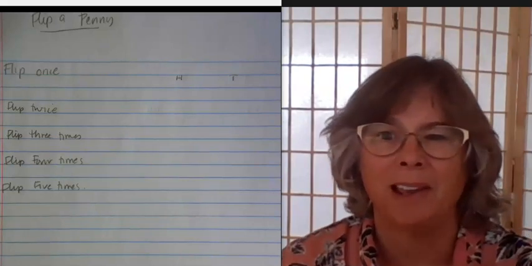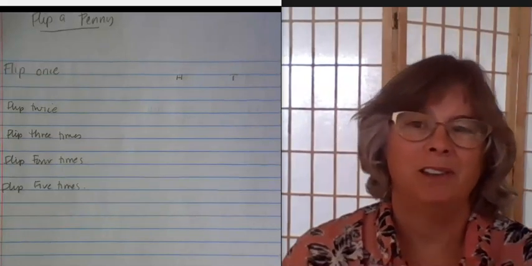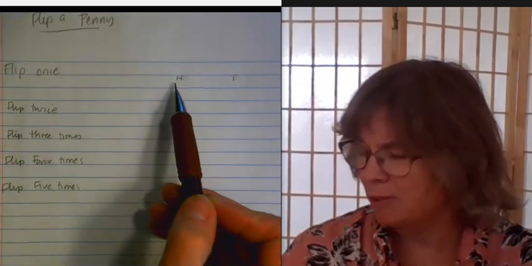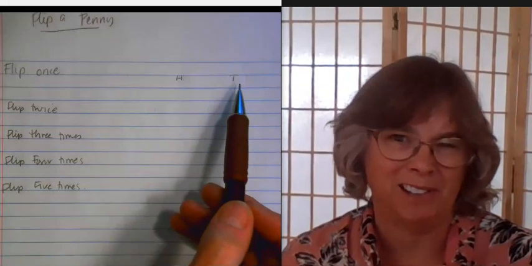Let's flip a penny. You're either going to get a heads or a tails. So you flip that penny once. You've got two options. One is you can get a heads, and the other is you can get a tail.